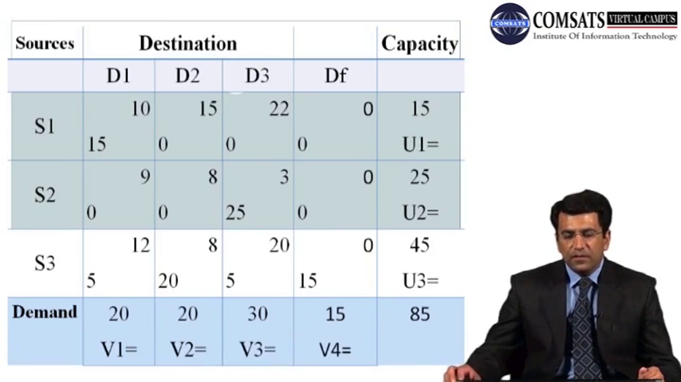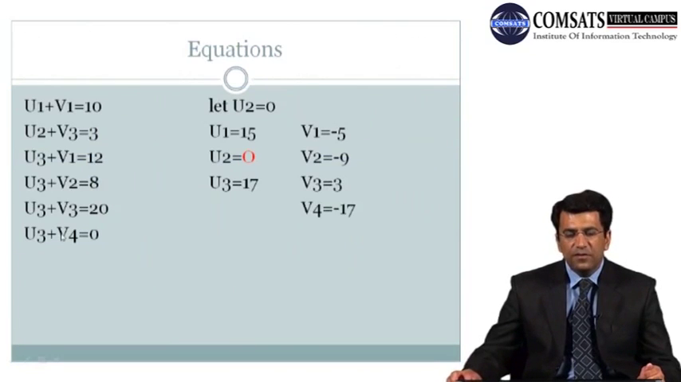Similarly, again, students, I will recall that we will compute these equations for the occupied cells. So U2 plus V3 in this particular case will be equal to 3. Again, U3 plus V1 is equal to 12. U3 plus V2 is equal to 8. U3 plus V3 is equal to 20. U3 plus V4 is equal to 0. So these are the different equations which have been written here.